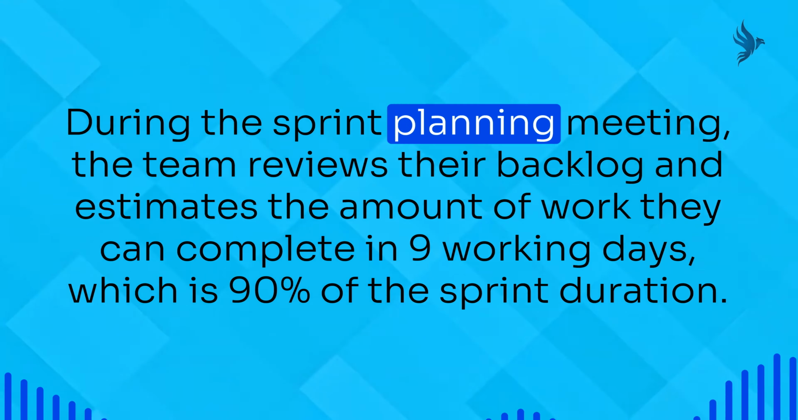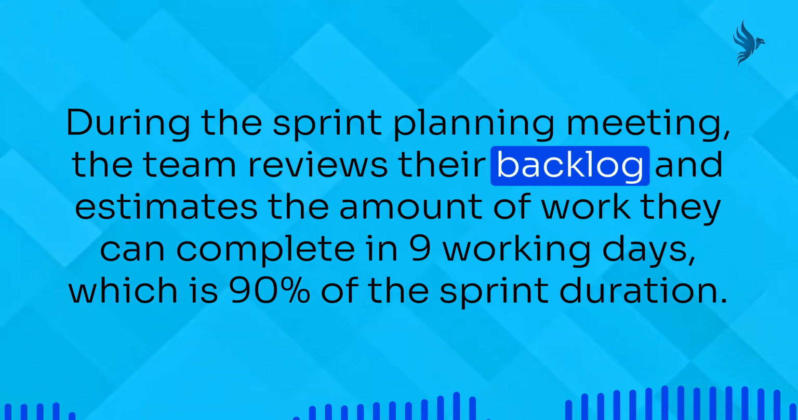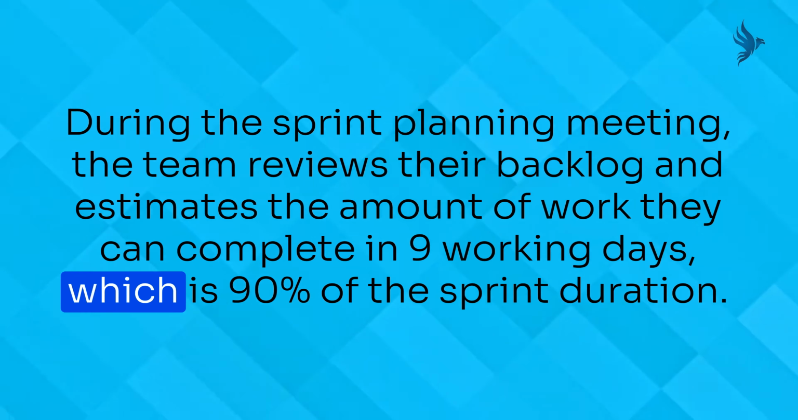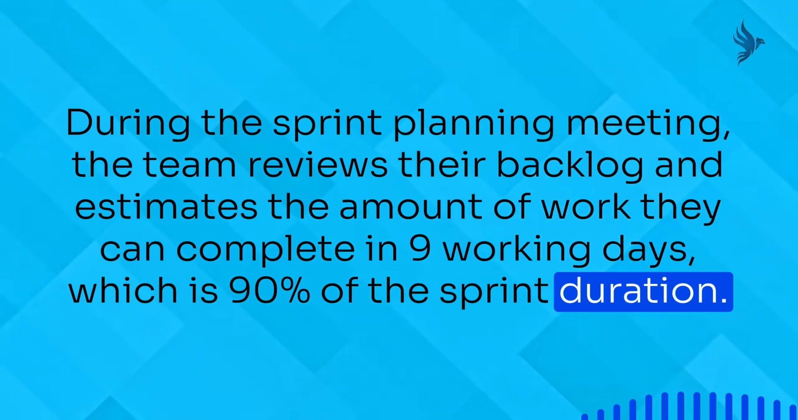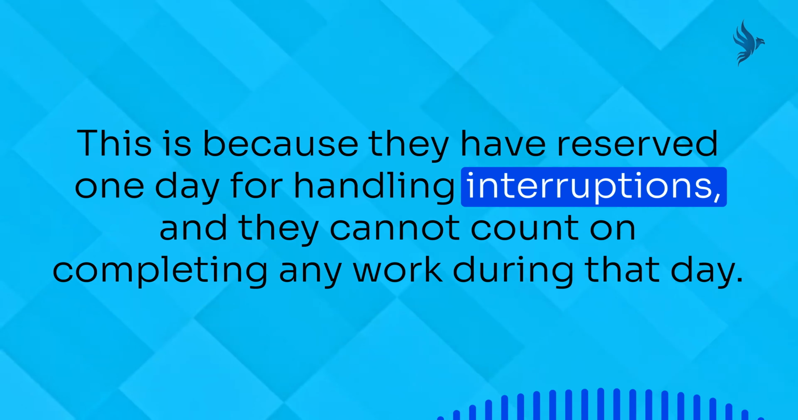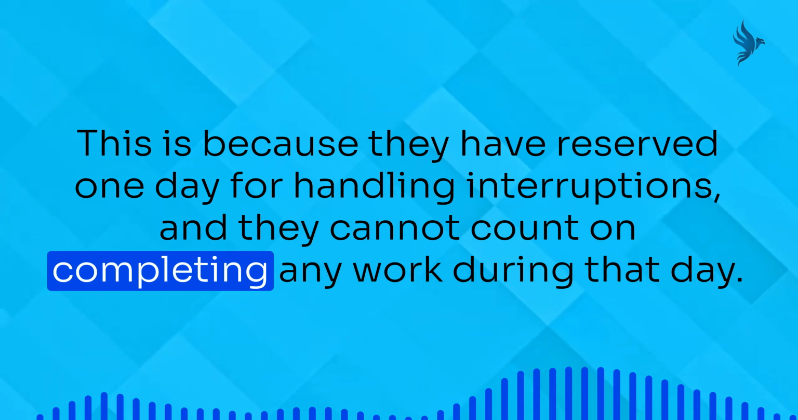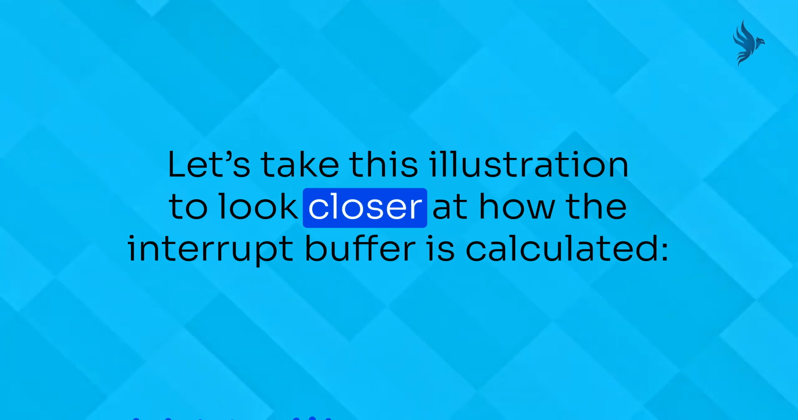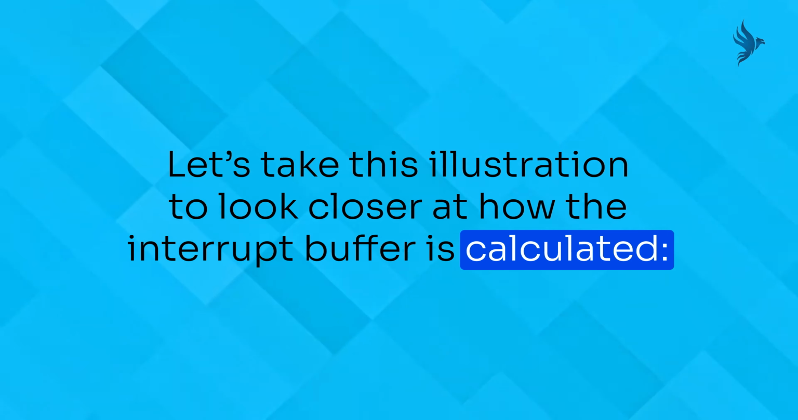During the sprint planning meeting, the team reviews their backlog and estimates the amount of work they can complete in 9 working days, which is 90% of the sprint duration. This is because they have reserved 1 day for handling interruptions, and they cannot count on completing any work during that day. Let's take this illustration to look closer at how the interrupt buffer is calculated.